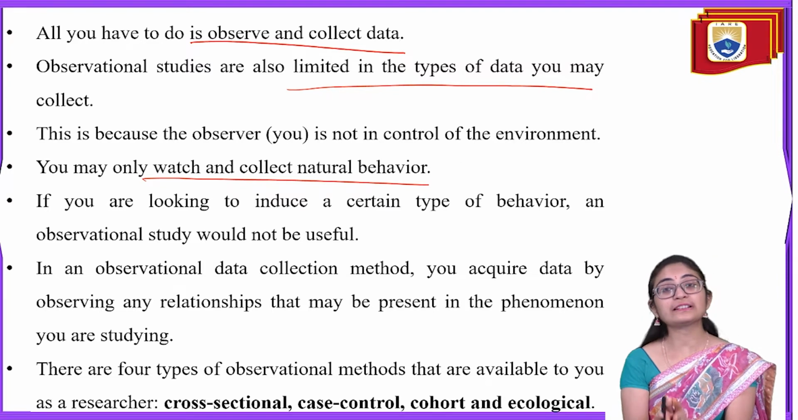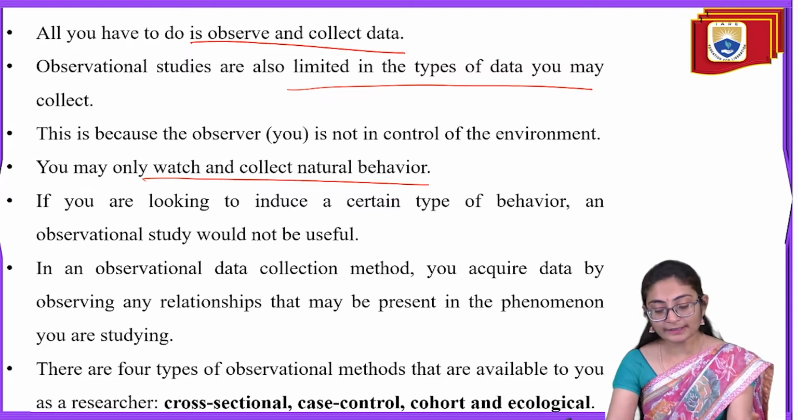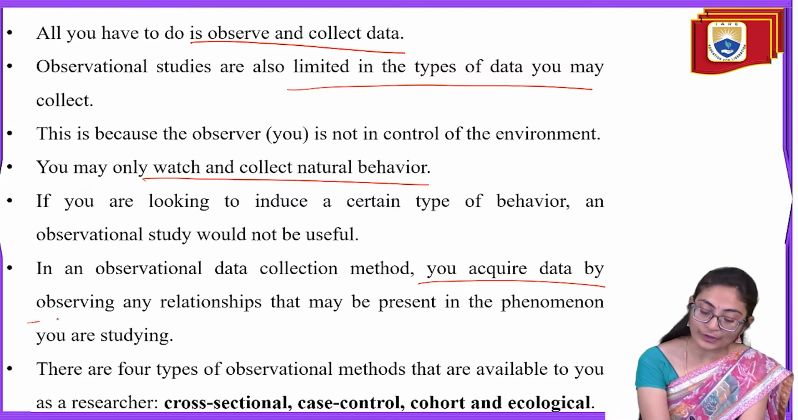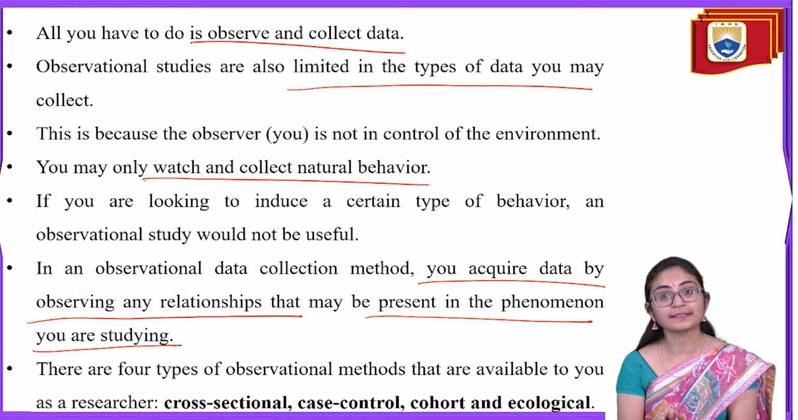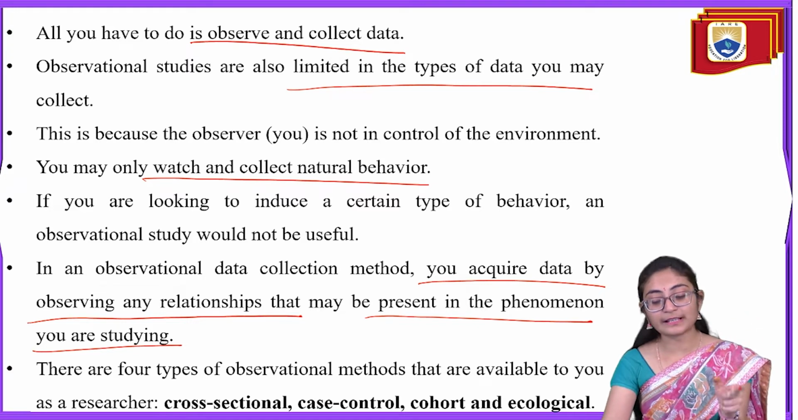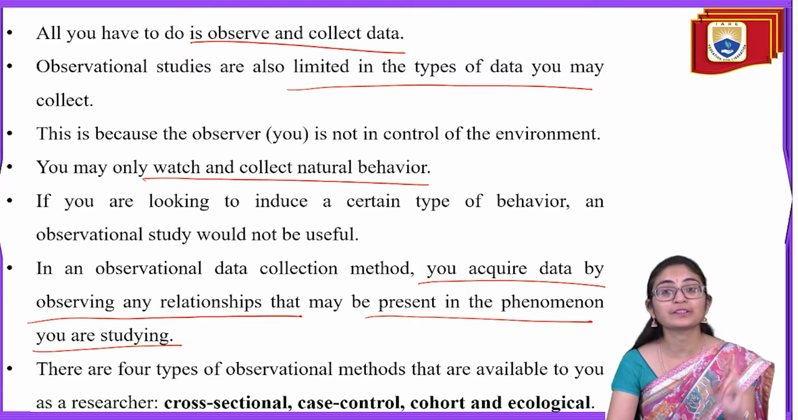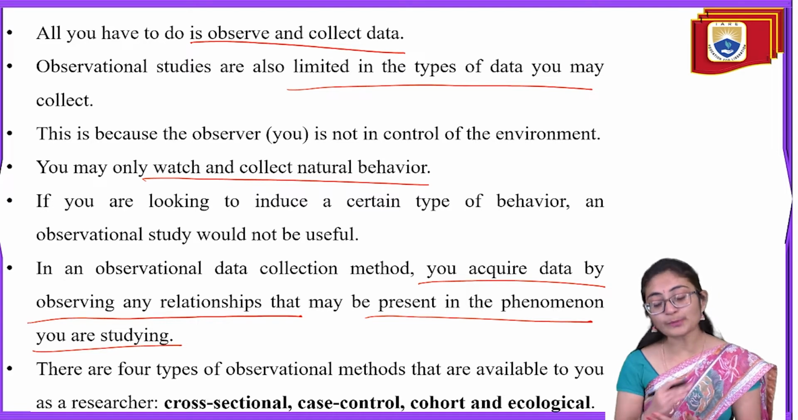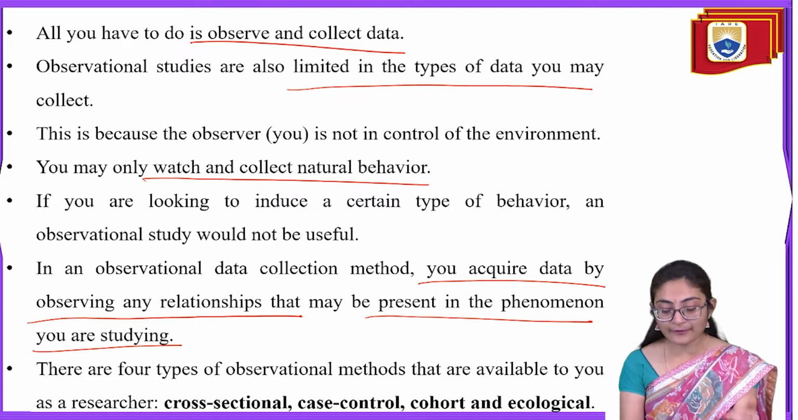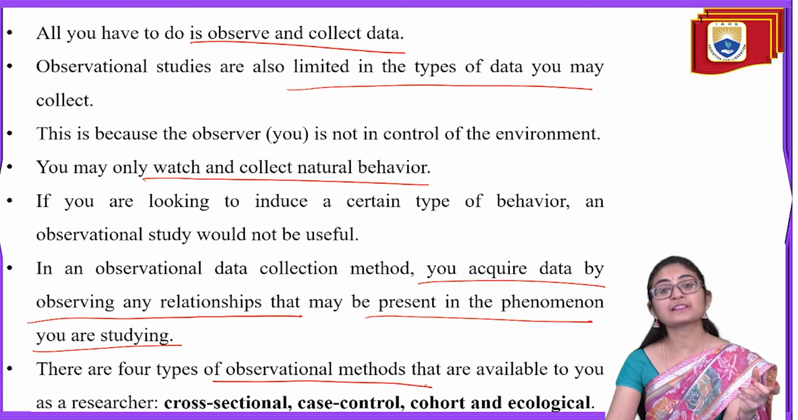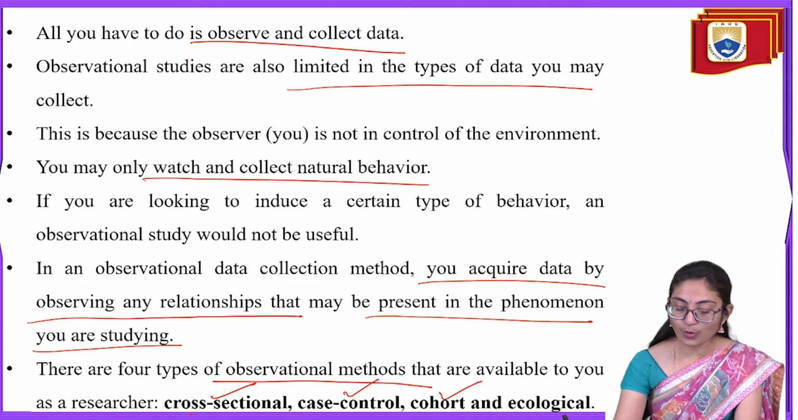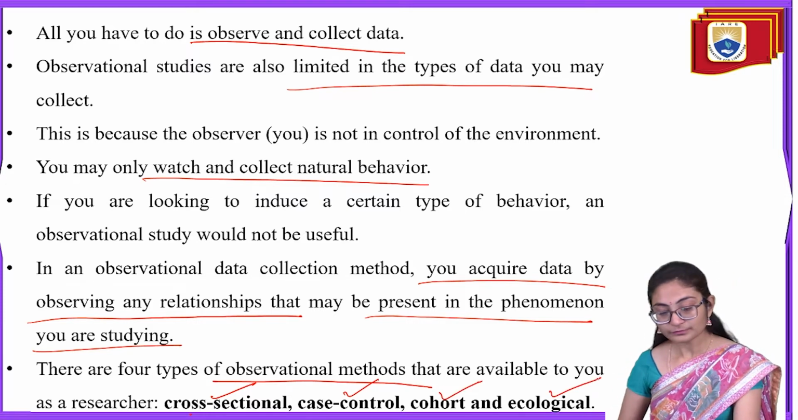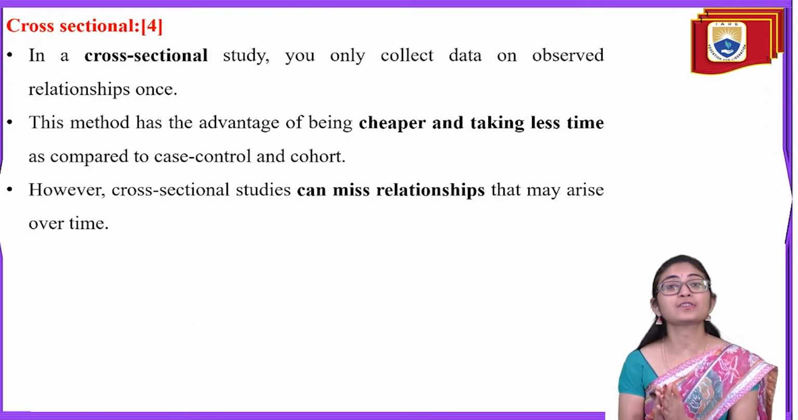In an observational data collection method, you acquire data by observing any relationship that may be present in the phenomenon you are studying. That means in the observational data collection method, you have to acquire data only by observing any relationship between things. And there are 4 types of observational methods available to the researcher: cross-sectional, case control, cohort, and ecological. Now, first we will see the cross-sectional.